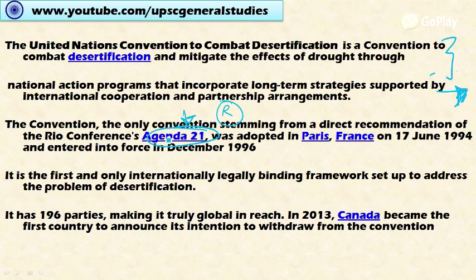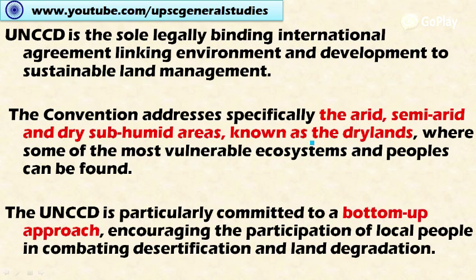Under Agenda 21, the United Nations Convention to Combat Desertification was adopted. It was adopted in 1994 and came into force in 1996. It has 196 parties, near universal membership from various countries of the world, and only Canada became the first country to announce its intention to withdraw from the convention in 2013. So, except Canada, almost all the countries are signatories to the convention.